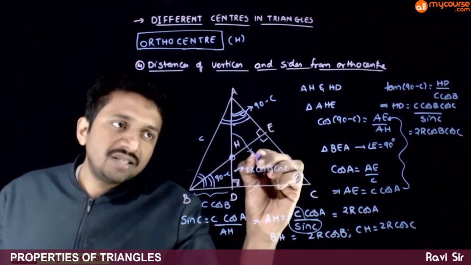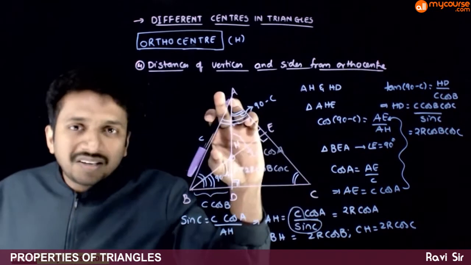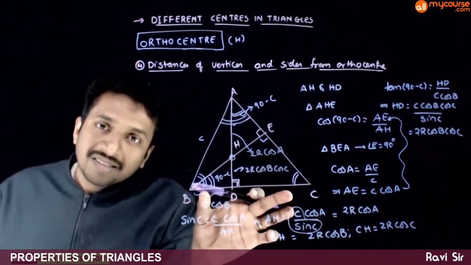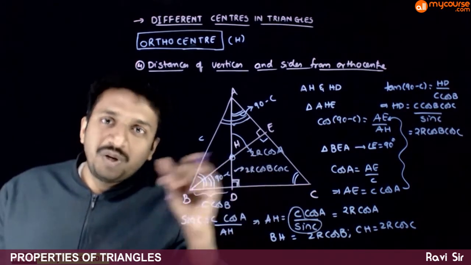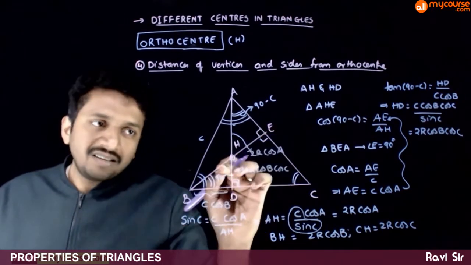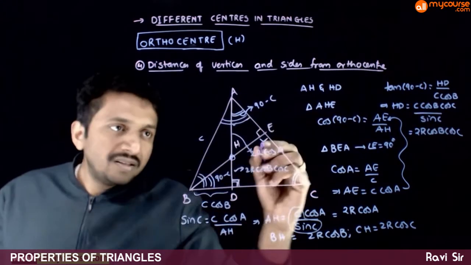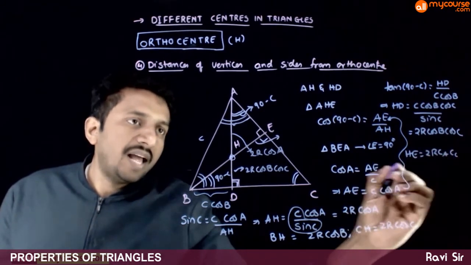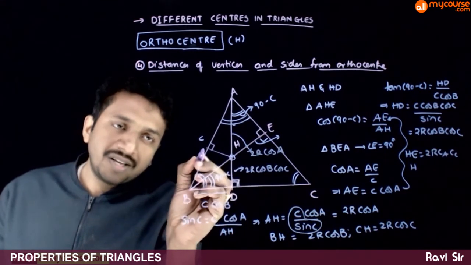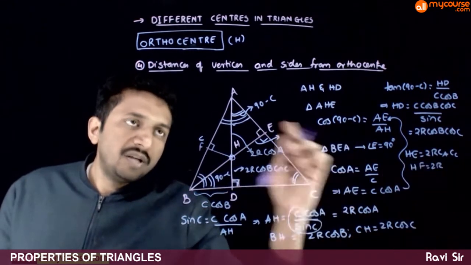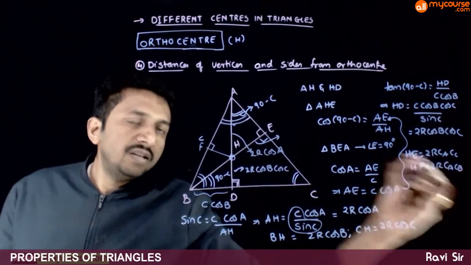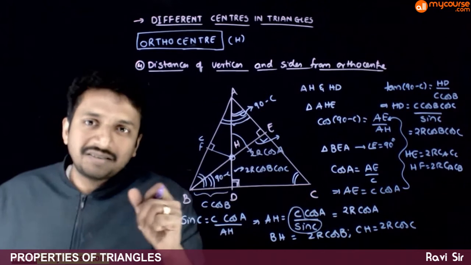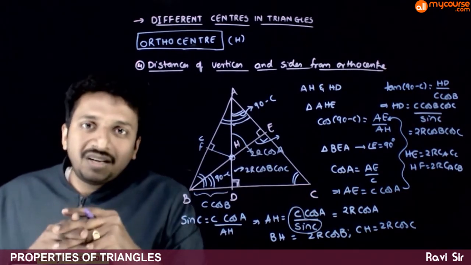What is AH? AH is 2R cos A. So if you want the distance from the vertex A, you need to write 2R cos A. If you want the distance from the side BC, the answer is 2R cos B cos C. If you want the distance from side AC, you need to do 2R cos A cos C, so my HE will be equal to 2R cos A cos C. And HF, if you want the distance here, will be equal to 2R cos A cos B. So these are the distances of the orthocenter from the vertices and the sides. These are the properties which you need to know about the orthocenter.